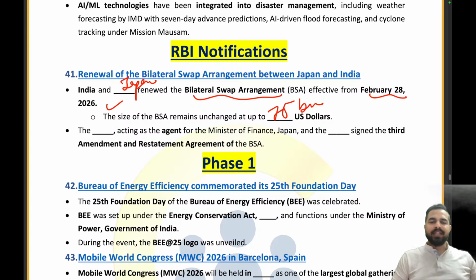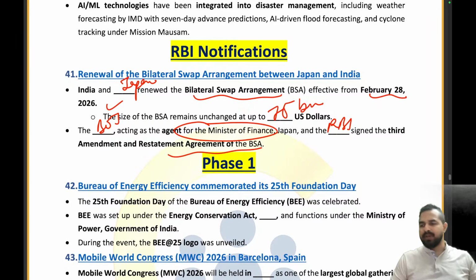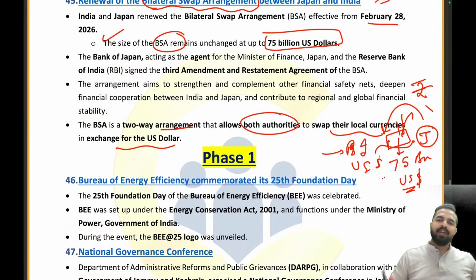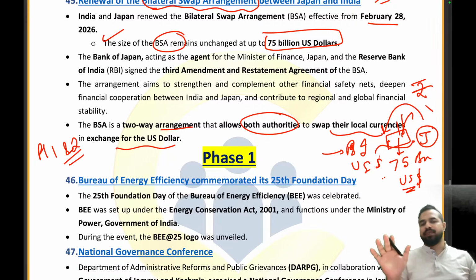The Bank of Japan, acting as the agent for the Minister of Finance, Japan, and the Reserve Bank of India have signed the third amendment and restatement agreement of the BSA. Absolutely right. So my dear friends, with this we are done with the phase 1 and 2 articles completely for the 1st to 10th of March 2026.